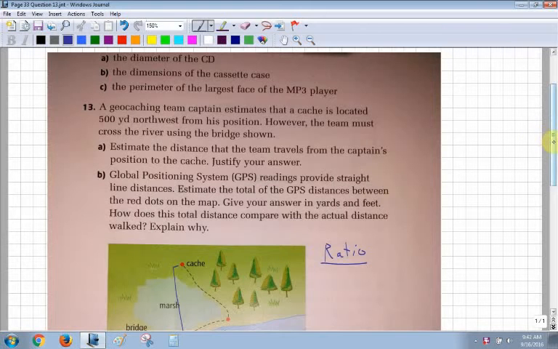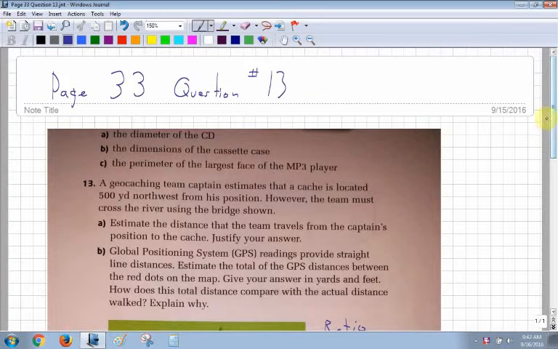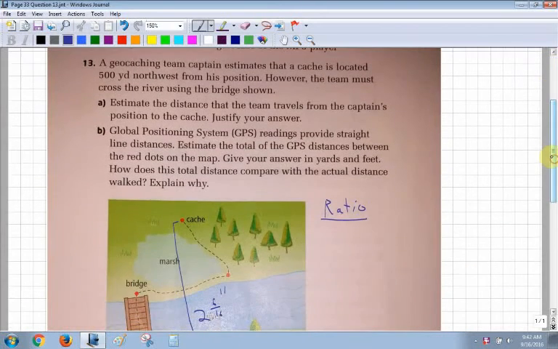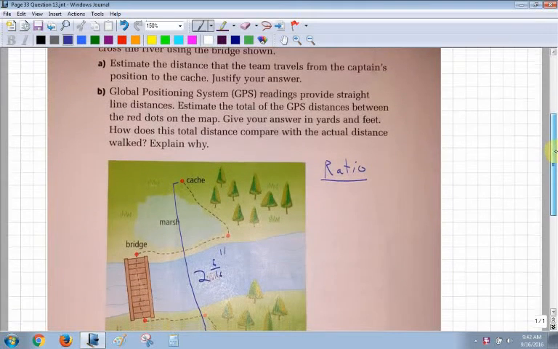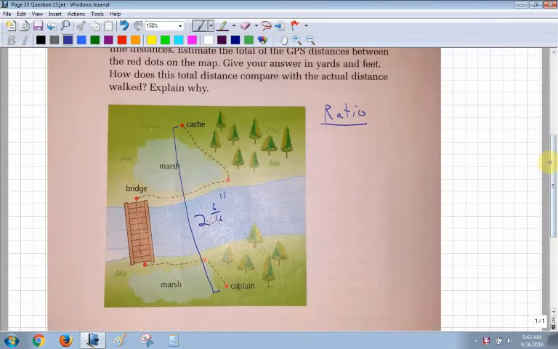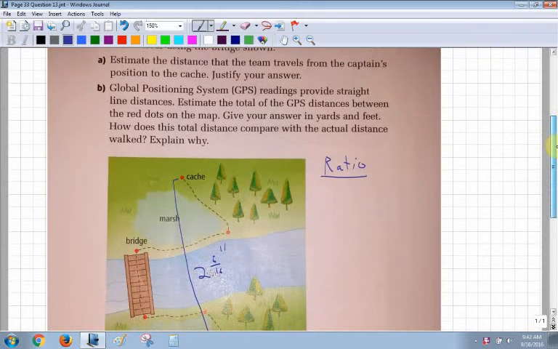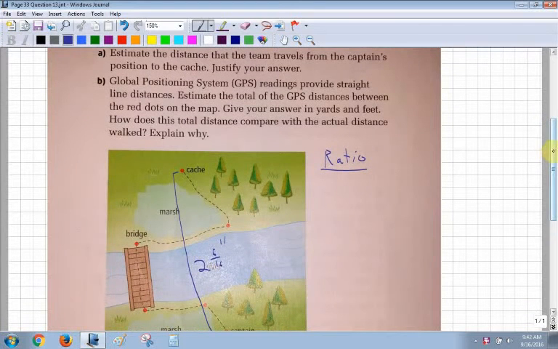Okay, so I've had a few questions on page 33, number 13. A geocaching team captain estimates that a cache is located 500 yards northwest from his position. However, the team must cross the river using the bridge as shown. So, the first thing I need to do is estimate the distance the team travels.